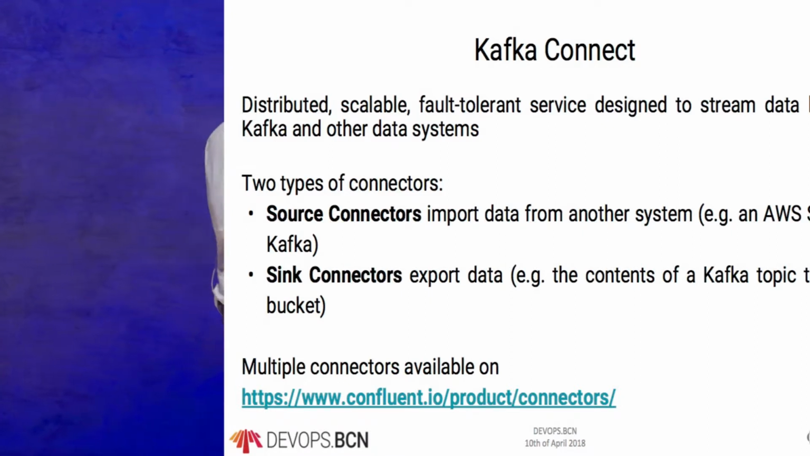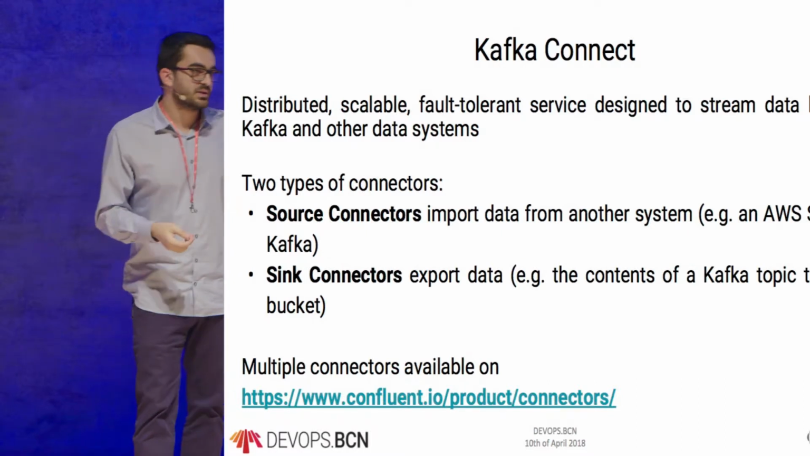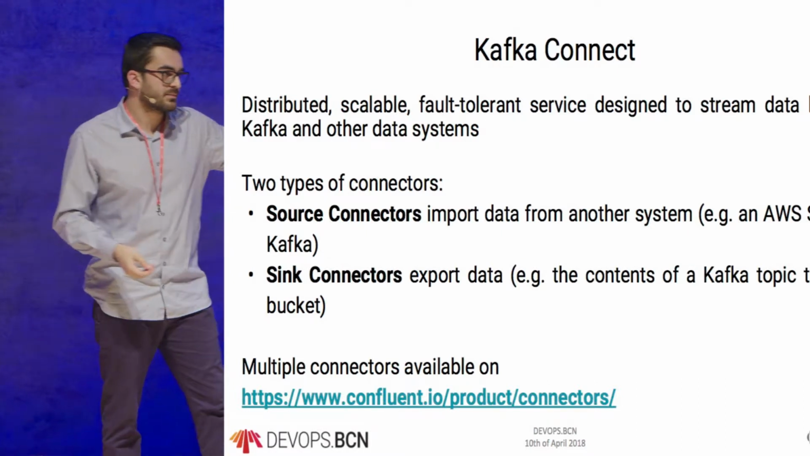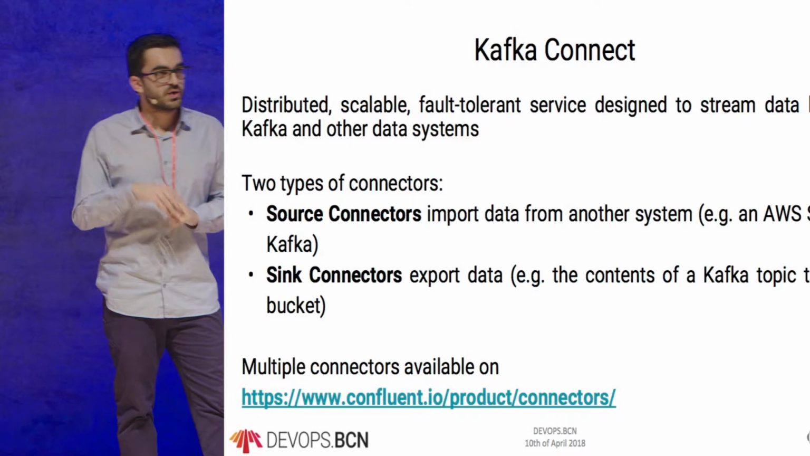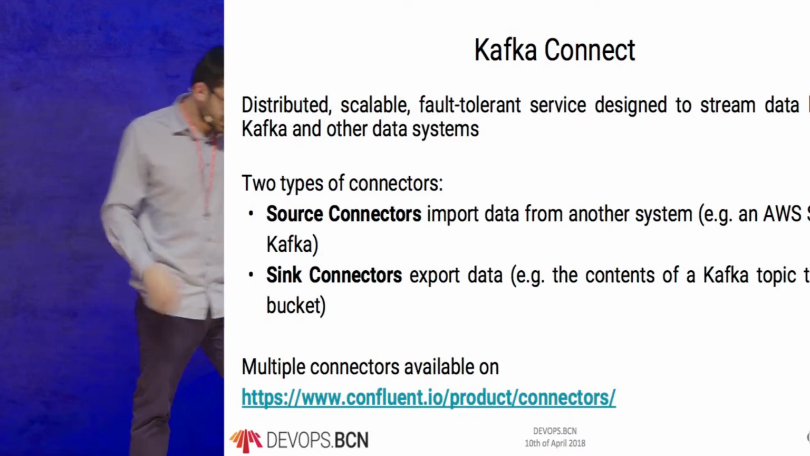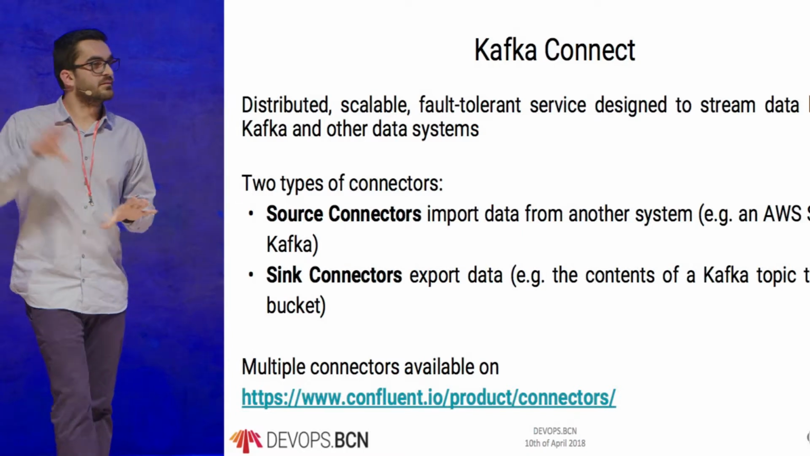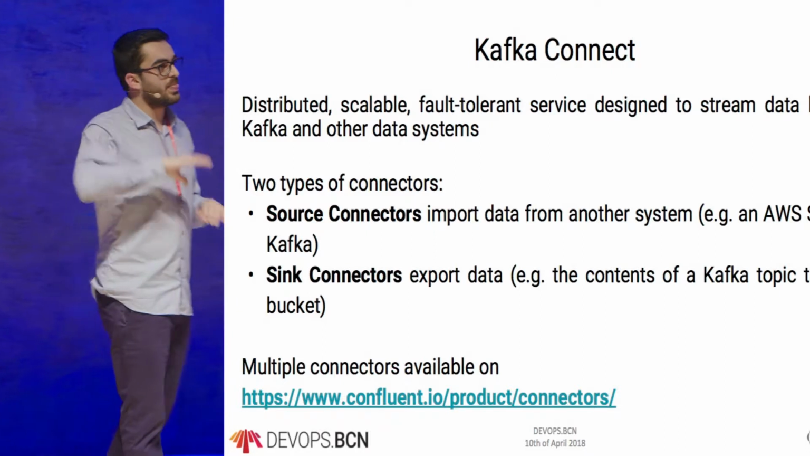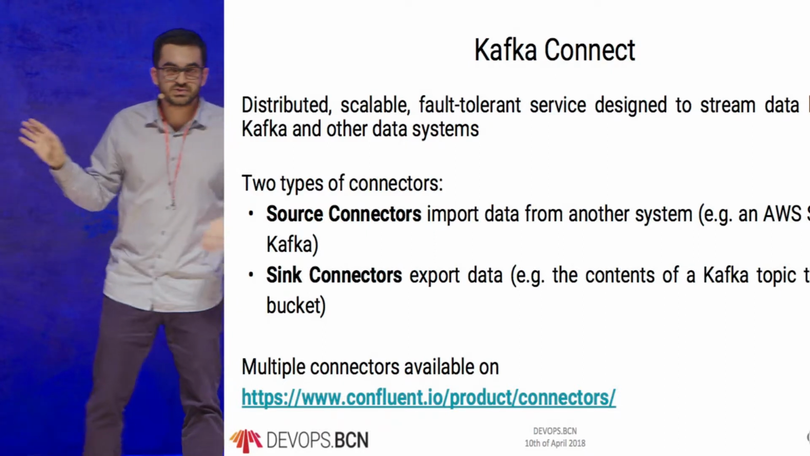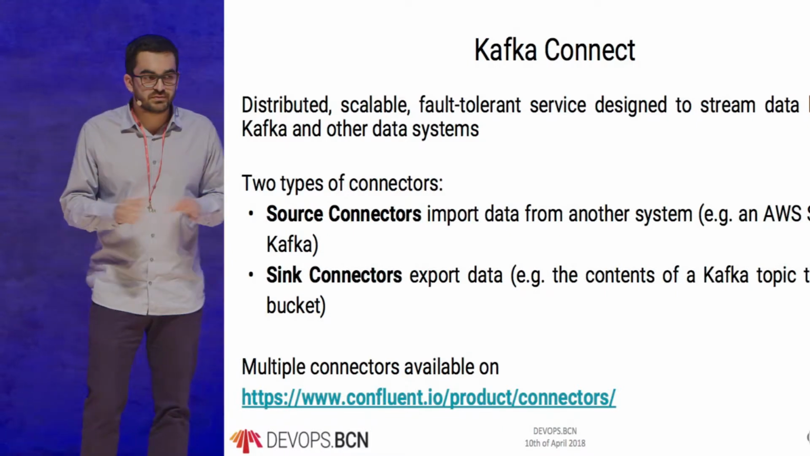There are two types of connectors. One of them is the source connector, where you import data from one system. It can be SQS, it can be Kinesis, it can be something else like MongoDB or wherever you want. And then the sink connectors are where you export the data. So you ingest your data using the source connectors into Kafka, and then you read your data using sink connectors from Kafka and export it somewhere else. It can be S3, it can be HDFS, or it can be a Cassandra server, or wherever you want.